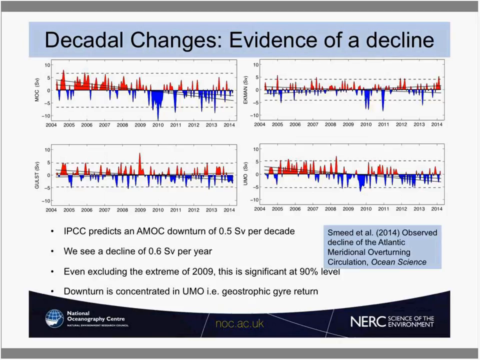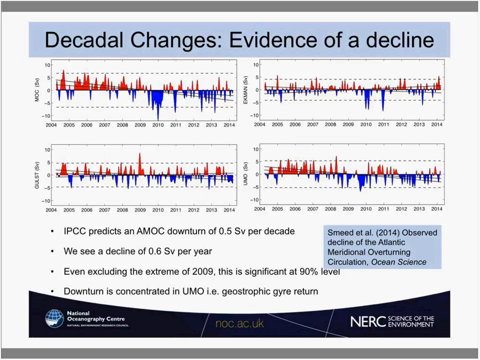Over the 10-year time series, we have noticed a very sharp decline in the overturning circulation. We've noticed a decline of 0.6 of a Sverdrup per year. Now, the IPCC predicts that the AMOC slowdown should be of the order of half a Sverdrup per decade. So we're seeing something that's much bigger than that.